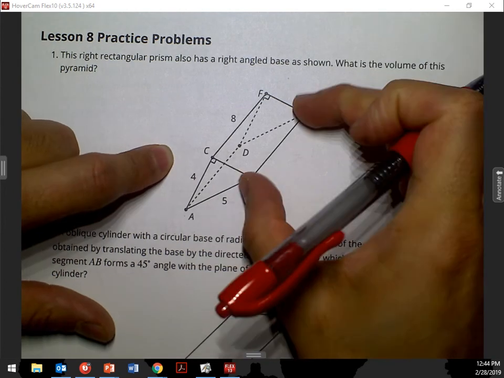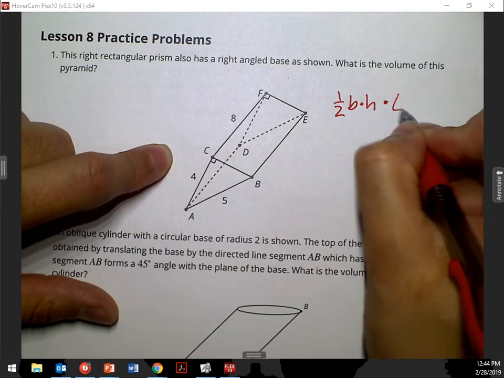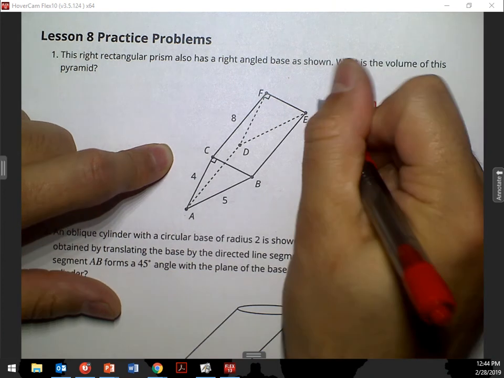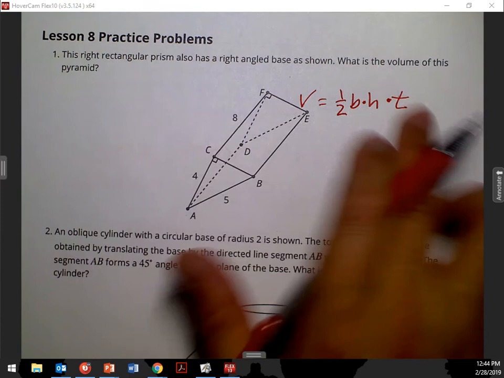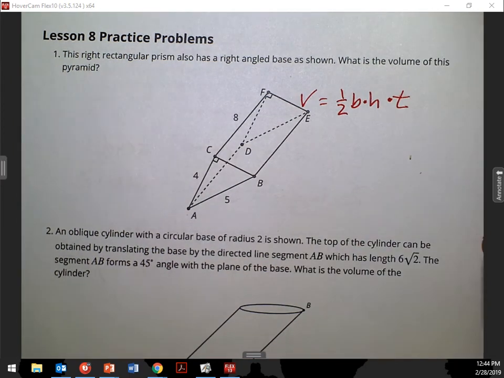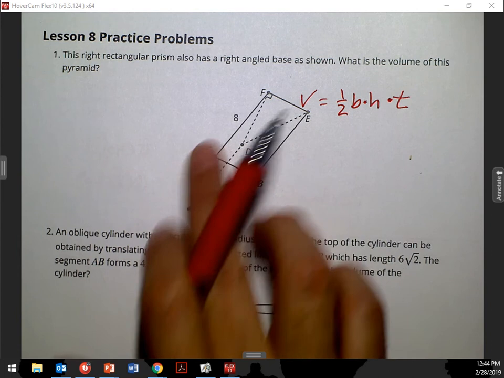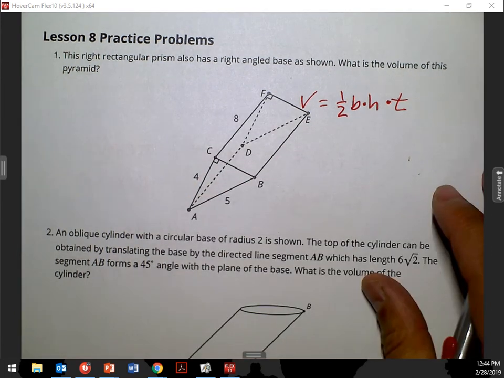Times my thickness of whatever this is, right? I'm going to say T, to this one, so you figured out the area of the base times whatever that is. Wait, what's the T? Thickness. It's like the area of the triangle times the thickness of this.